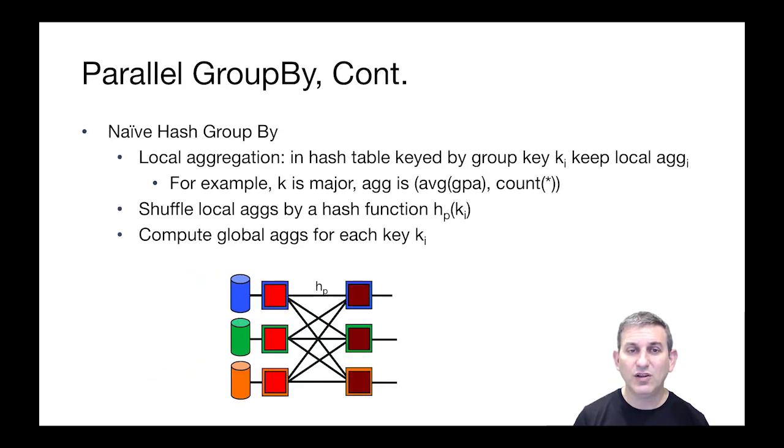Then when we go to a global aggregation, what we're going to do is that each one of these local aggregates is going to be hashed based on some hash function HP on the grouping key, so that all of the partial aggregates for a particular group will end up on the same receiver node. And then that receiver node can compute the global aggregate for that group with key KI.